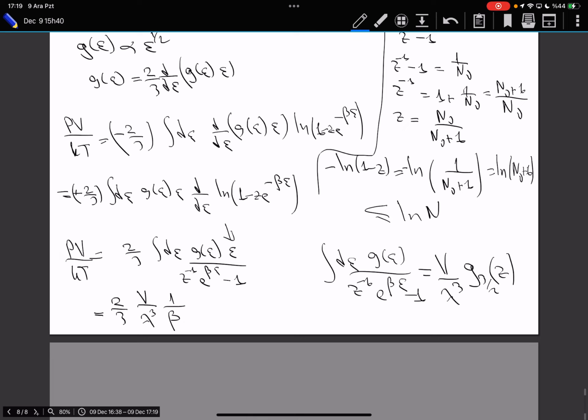Remember when I converted it into this expression, I defined y is equal to beta epsilon, or epsilon is equal to y over beta. Now there's an additional epsilon, so I get an additional 1 over beta. What will remain will be g, not 3 over 2, but 5 over 2 of z. But g 5 over 2 of z has a 1 over gamma 5 over 2, whereas the other one had gamma 3 over 2.